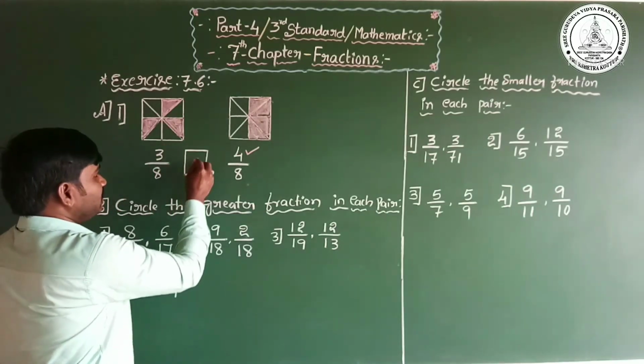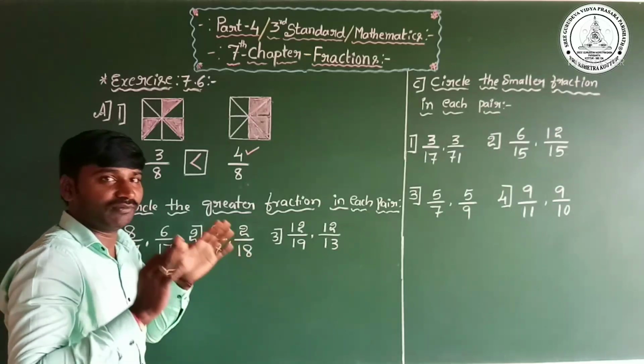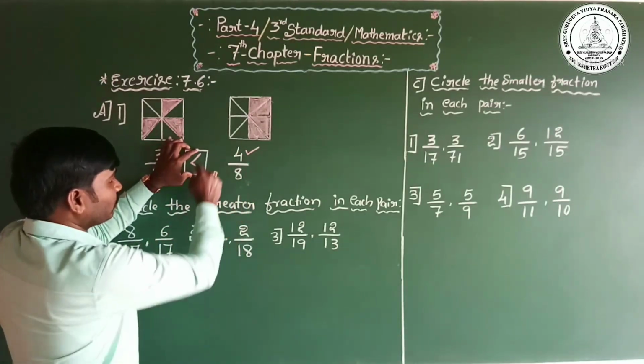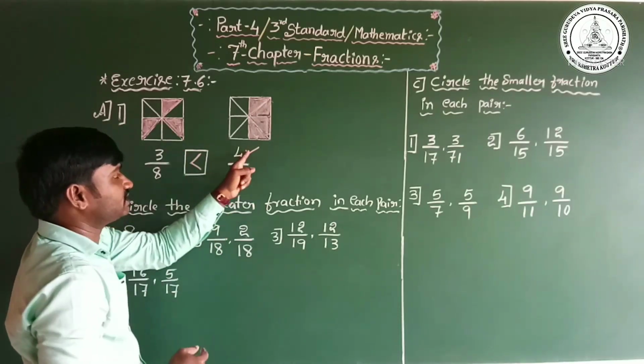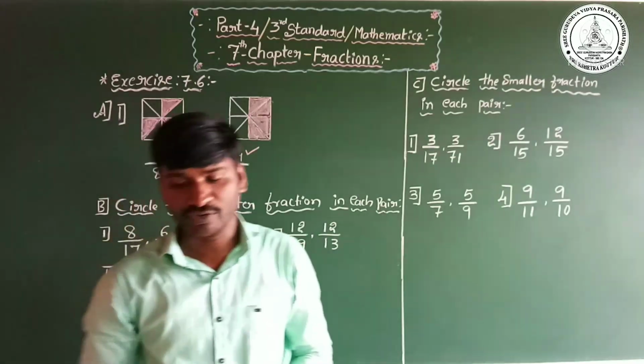3 by 8 is less than 4 by 8. It means the crocodile mouth always shows the bigger number. Yes, the crocodile mouth shows the bigger number. So 4 by 8 is the bigger. Clear? The second one is your homework.